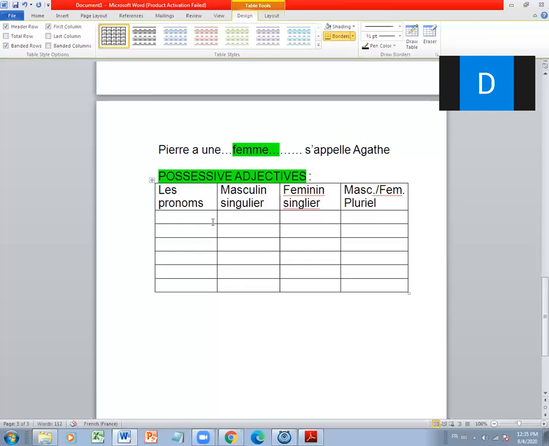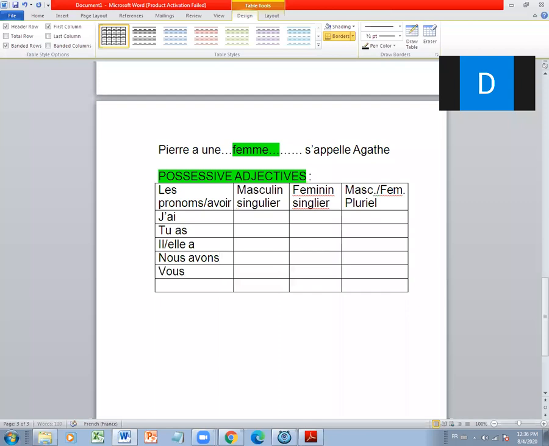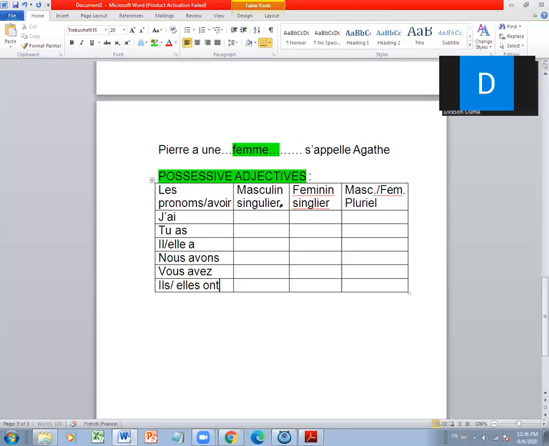Allow me to use the pronoun plus the verb avoir, to have. It will be easier for me to make myself clear. The verb avoir. So I'm going to conjugate. So we say j'ai, tu as. Remember this verb? Il, elle a. Nous avons, vous avez. Then finally, ils, elles ont.